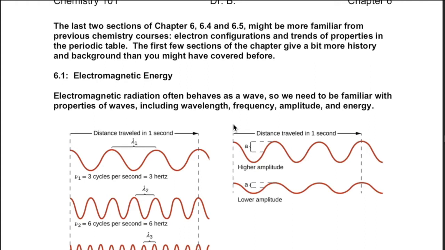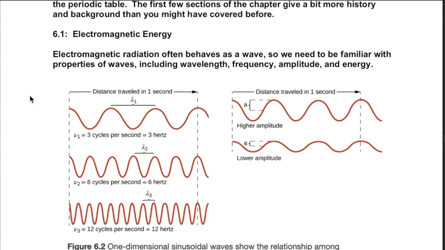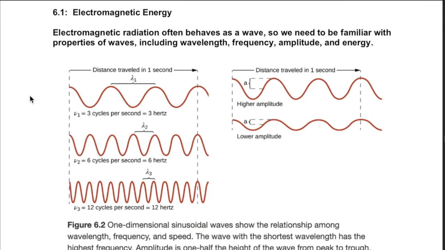All right, the end of chapter 6 in your textbook talks about electron configurations, which you might be familiar with already. The beginning tries to give a little bit more background on what the behavior of an electron is, and it starts out by talking about light and electromagnetic radiation, and so it's a little bit complex and interesting, and looks a little bit like physics here.